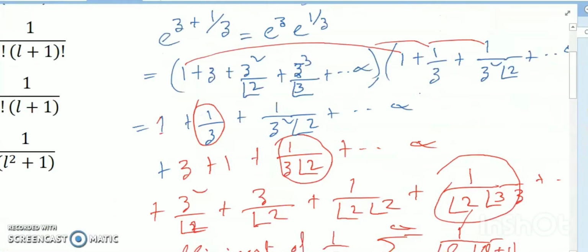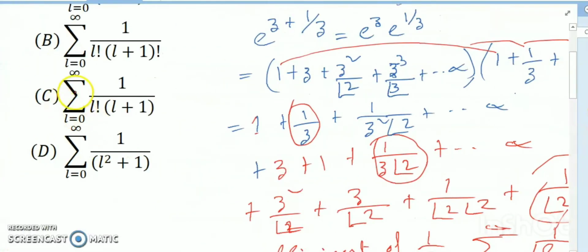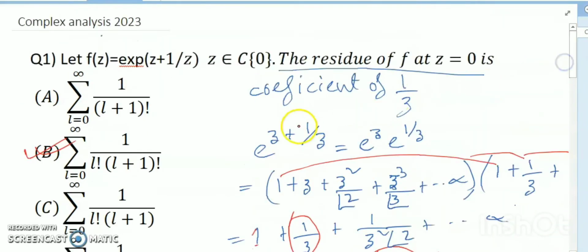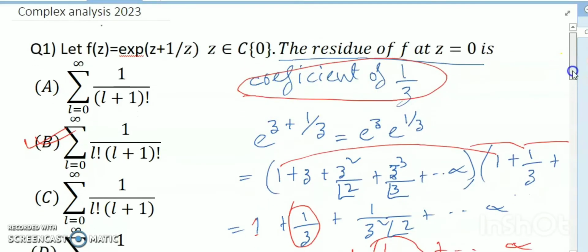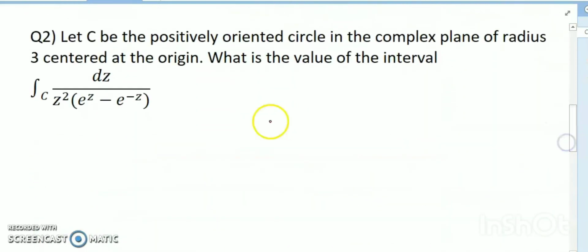So it is very clear and very simple. I don't need to explain so many things. What is the concept? The key concept is the coefficient of 1 by z. You have to find out the coefficient of 1 by z. Okay, so let's go to the second question.